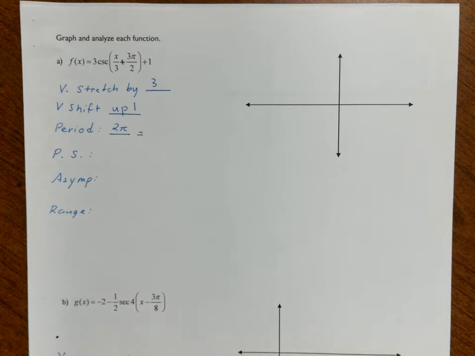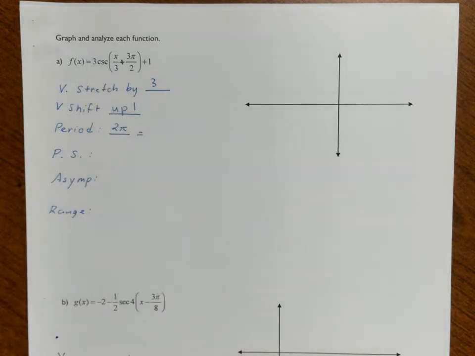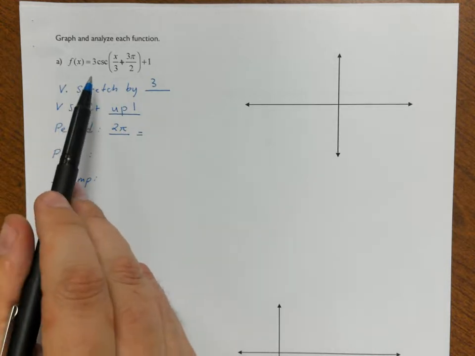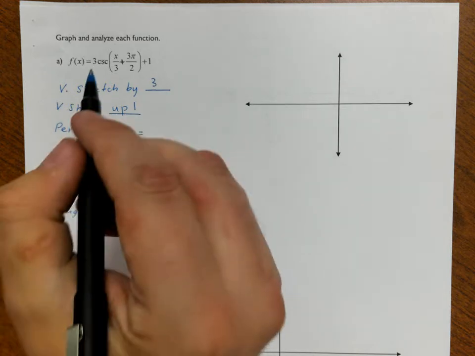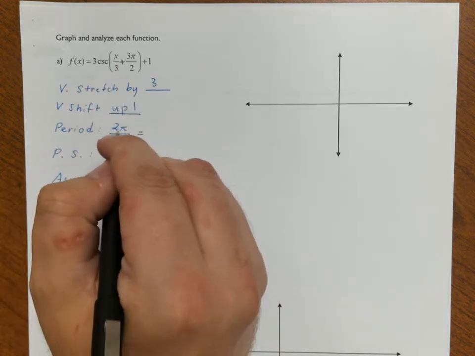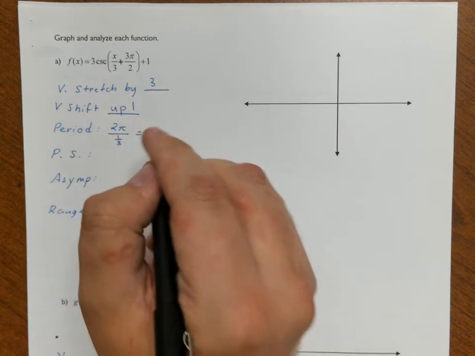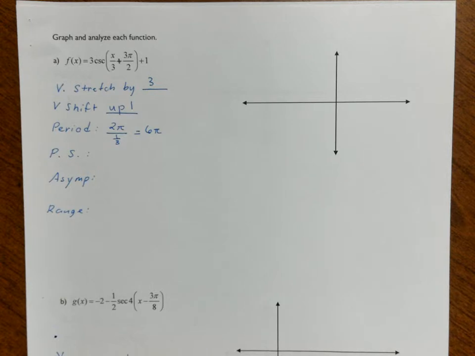To find period, I always take the function's natural period and divide it by b, the coefficient of x in the argument inside your trig function. For secant and cosecant, the natural period, just like sine and cosine, is 2 pi. So if I take 2 pi and divide it by b, here b is 1/3. 2 pi divided by 1/3 is 6 pi, because dividing by 1/3 is the same as multiplying by 3.